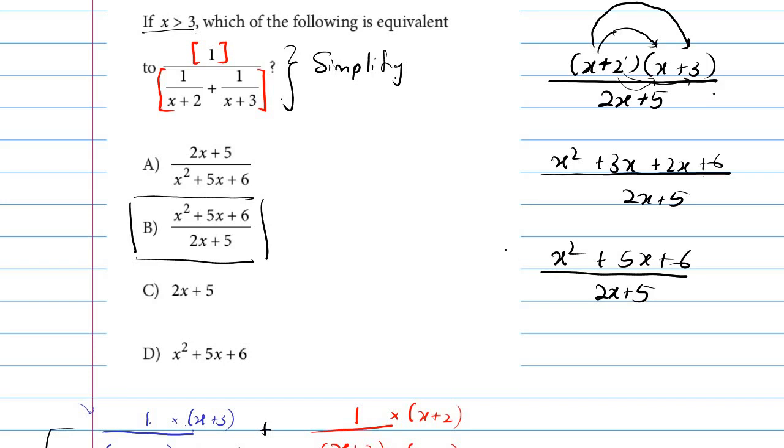So in the interest of the exam, you may stop here and straight away realize that 2x plus 5 should be in the denominator and then just choose B, right? But for the sake of completeness of this question, I moved until the final answer. So yeah, that's the end of the answer for this question.